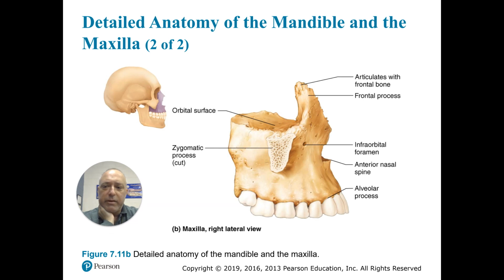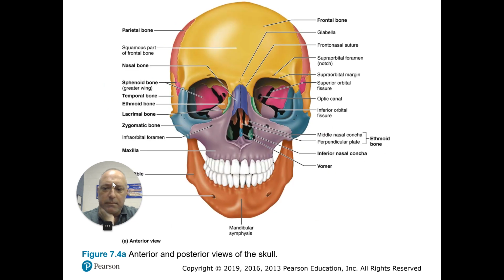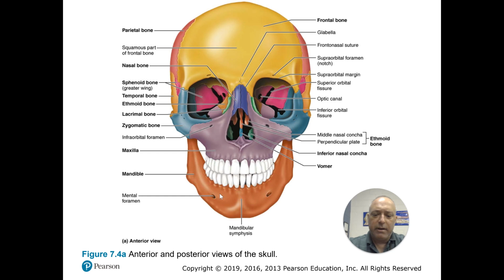Okay, a detailed view of the mandible and the maxilla. We've got the zygomatic process, which has been cut away. It's a mix of the cheekbone. And another look here: our one mandible, our two maxilla, one vomer, one ethmoid, one sphenoid, one frontal, two parietal, two temporal, one occipital bone, two zygomatic, two lacrimal.